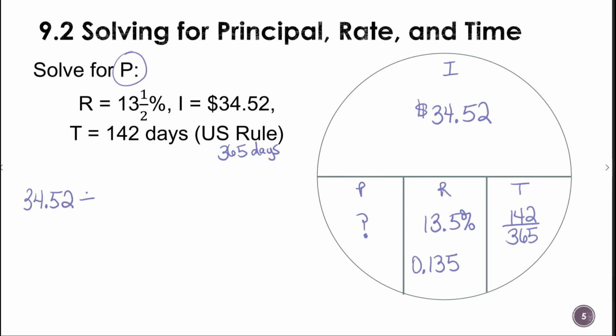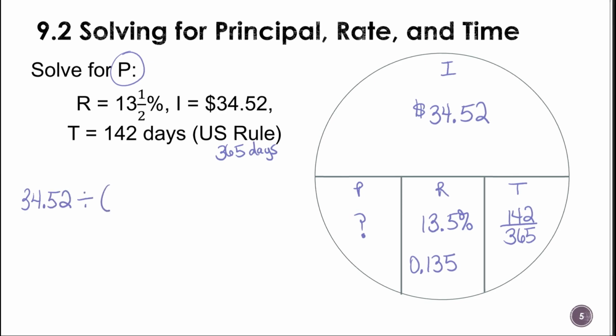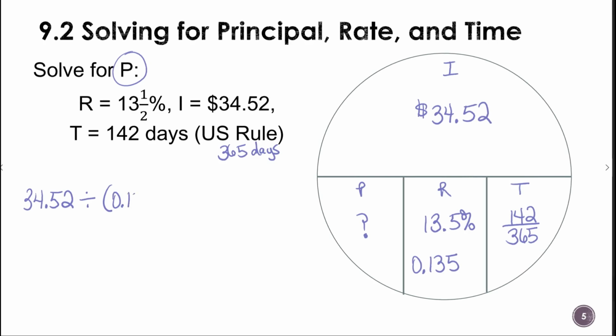34.52 divided by left parenthesis 0.135 times 142 divided by 365. Close your parentheses, round properly. Right, so my principal is $657.27. Right, that's solving for P, which is the principal.